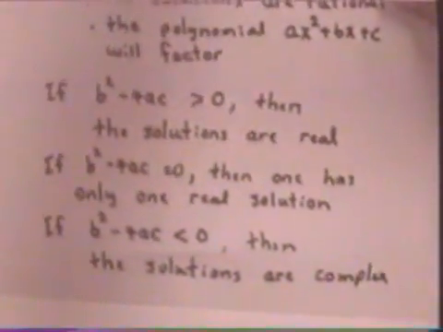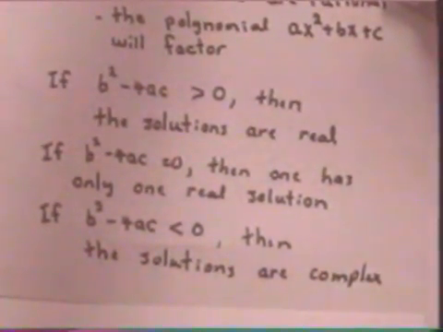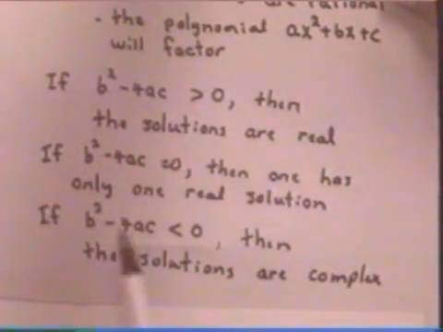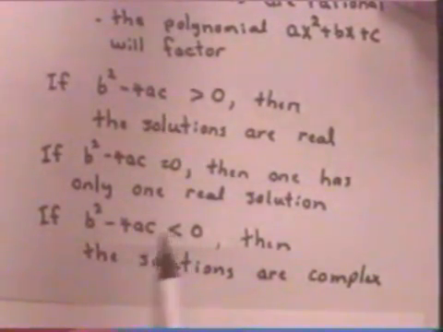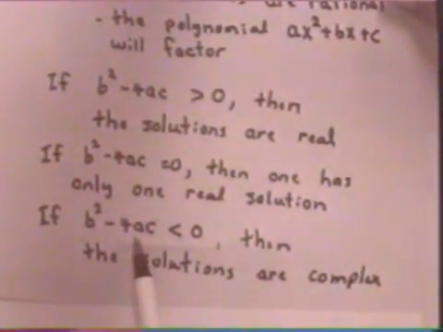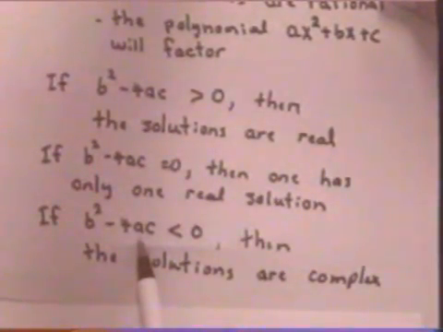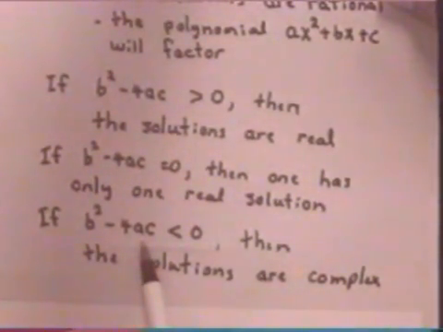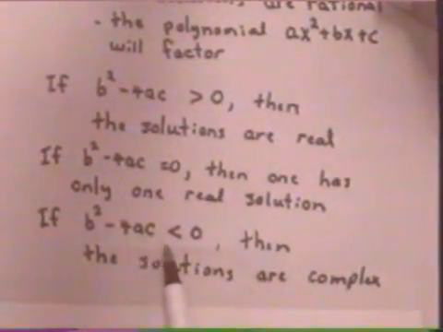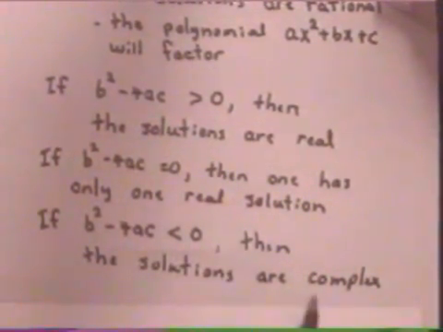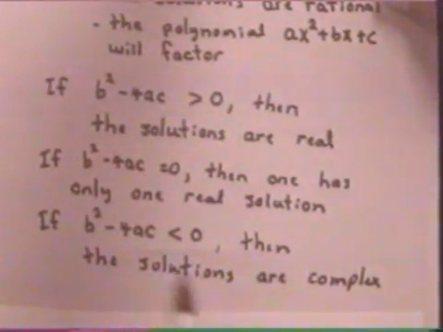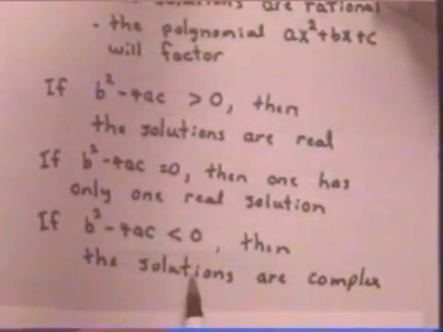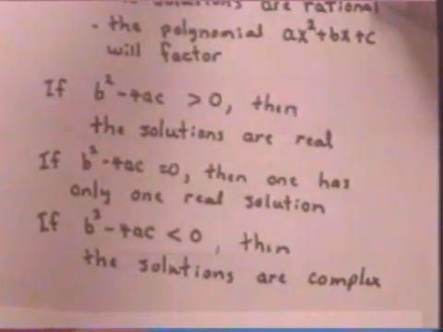If b squared minus 4ac is less than 0, then the solutions are complex. If b squared minus 4ac is less than 0, that means the discriminant is negative. If the discriminant is negative, that means you're taking the square root of a negative number. If you're taking the square root of a negative number, you are creating the complex case. So if the discriminant is negative, then your solutions will be complex.